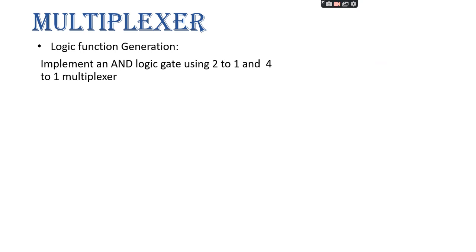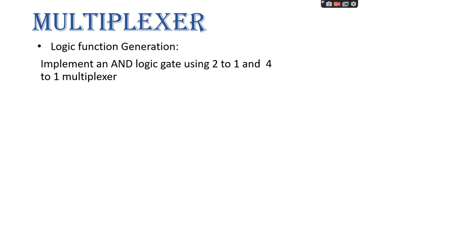Now, it is said that you need to implement an AND logic gate using 2 into 1 and 4 into 1 multiplexer.